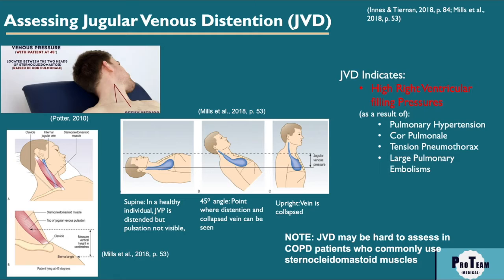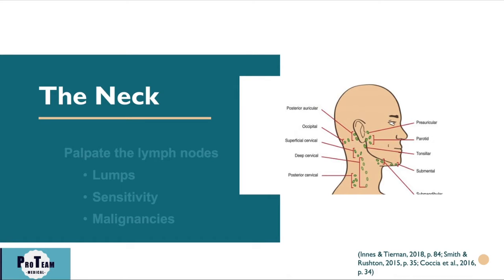JVD occurs in pulmonary hypertension, cor pulmonale, tension pneumothorax, or large pulmonary embolisms. You should also palpate the lymph nodes for any lumps, sensitivity, or malignancies on palpation.